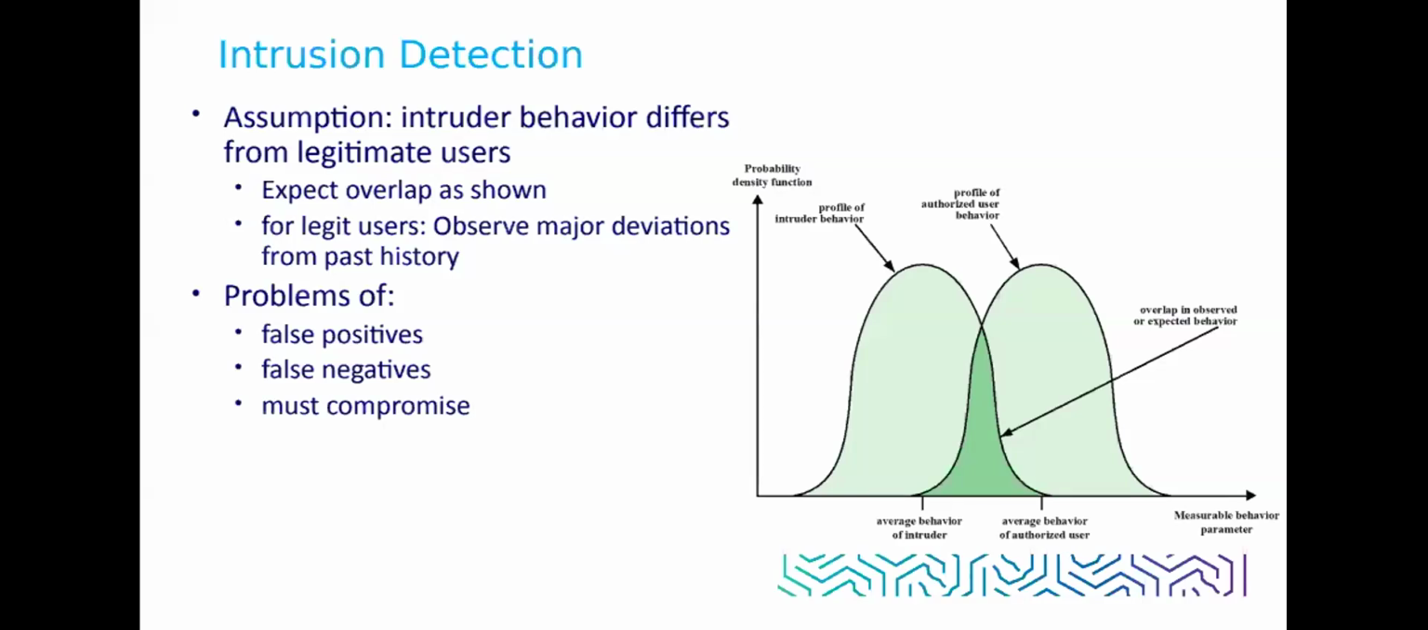However, because legitimate and malicious behaviors sometimes overlap, the IDS may generate a false positive, an incorrect alert, or a false negative, a missed attack. So effective intrusion detection requires careful tuning to achieve an appropriate balance between detecting real threats and minimizing unnecessary alerts.